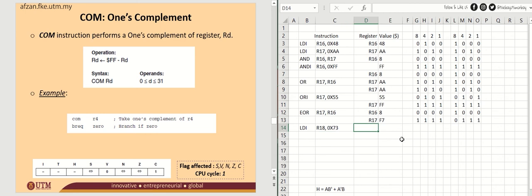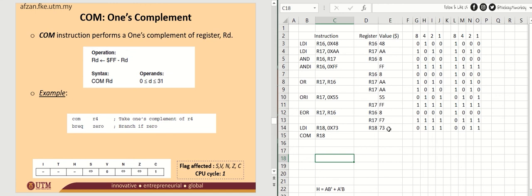Okay, so this is R18, register R18, and whatever value you're going to use is 73. Convert this value 73 to binary: 0111 0011. Okay, so this is your R18, and then next you have a COM R18. So how to do that?